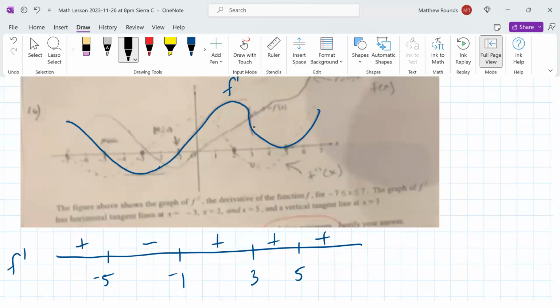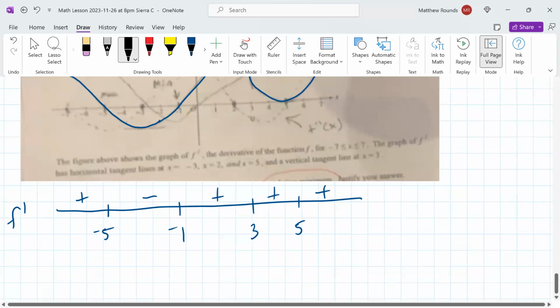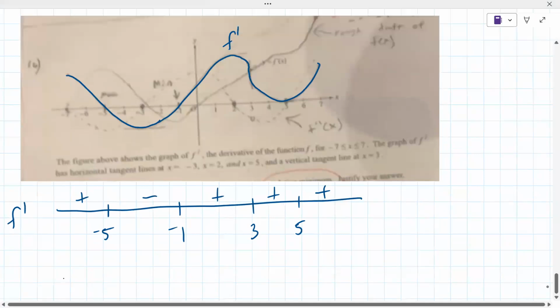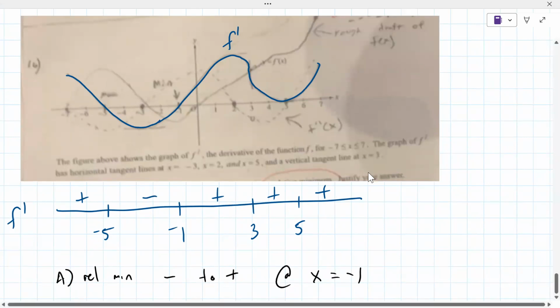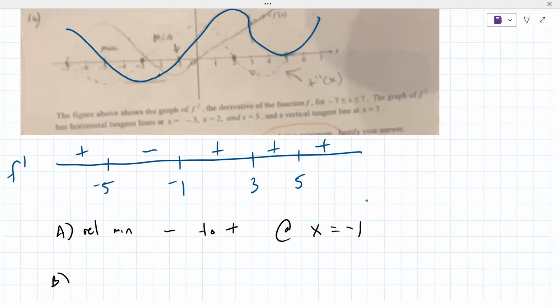So we're looking for where it has a relative min. That's part A. It has to go from minus to plus. So that's at x equals -1. I think. Wait. Relative min. Because it goes negative to positive, right?